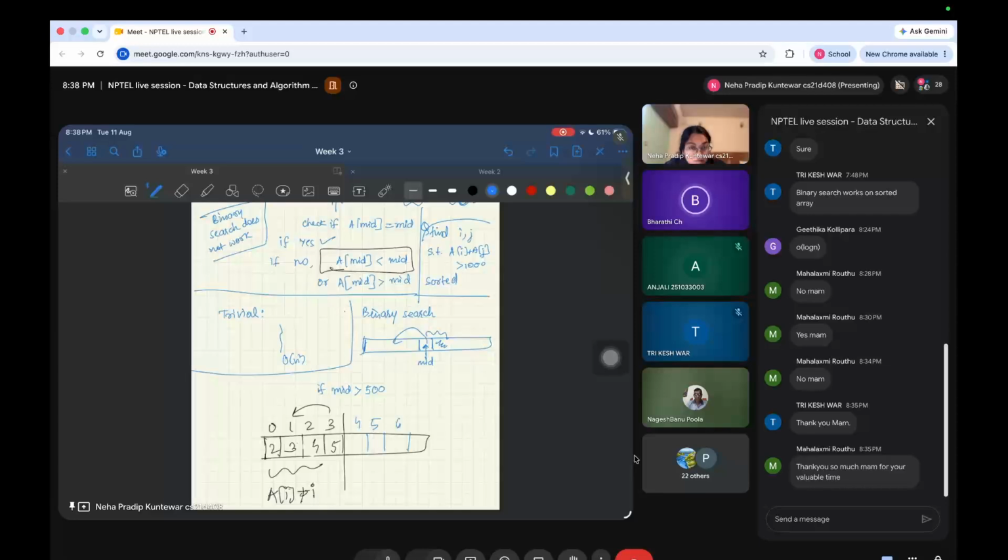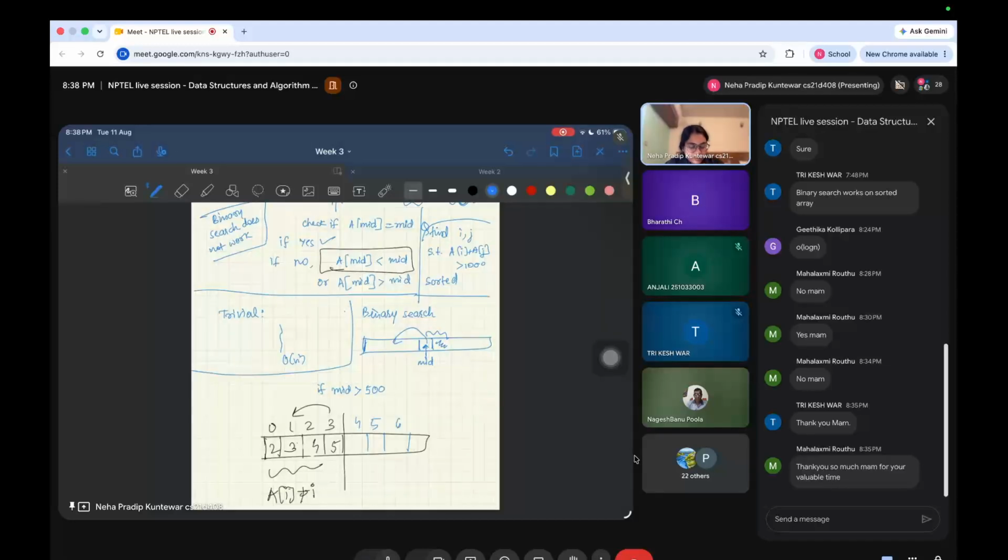Ma'am, if A of mid is greater than mid, then the element can be stored in sorted order. The array is already sorted. The given array is already sorted. If the array is not sorted, then if A of mid is greater than mid, that value can be stored at unsorted values, right, ma'am? Yeah, but in that case, you cannot do better than that anyway.